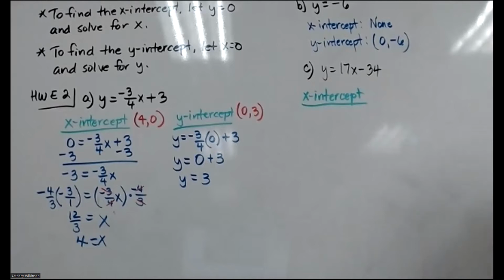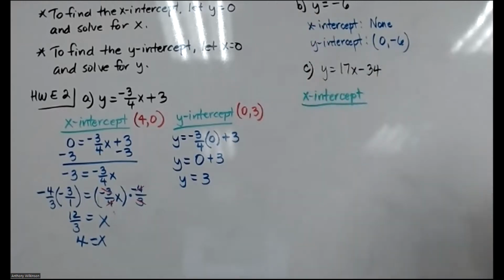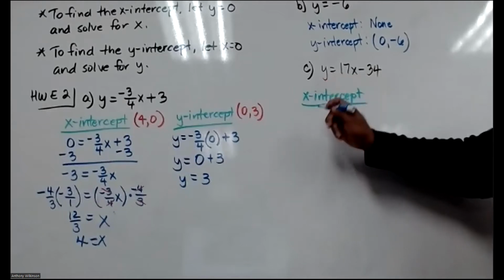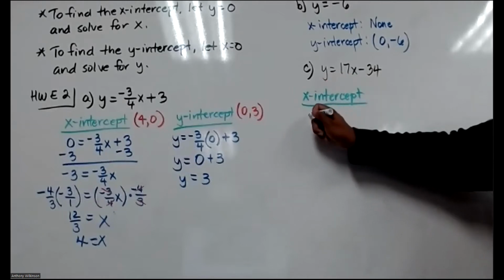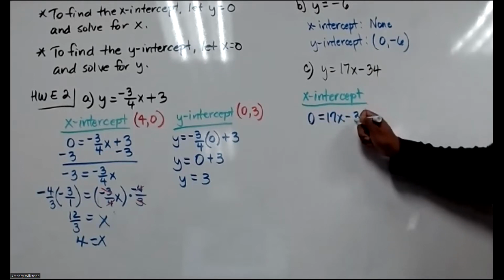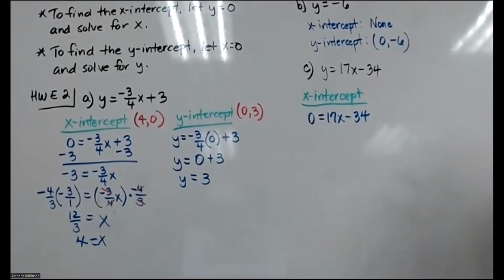All right, let's first find the x-intercept. Here we find the x-intercept by letting y equal 0. So we take this equation and substitute 0 in for y. This would be 0 is equal to 17x minus 34. Here I'm letting y equal 0, and then we solve this equation for x.